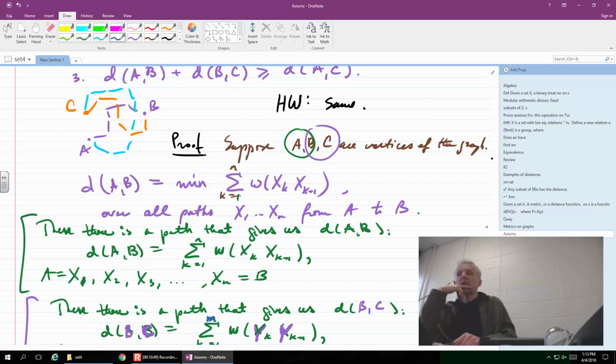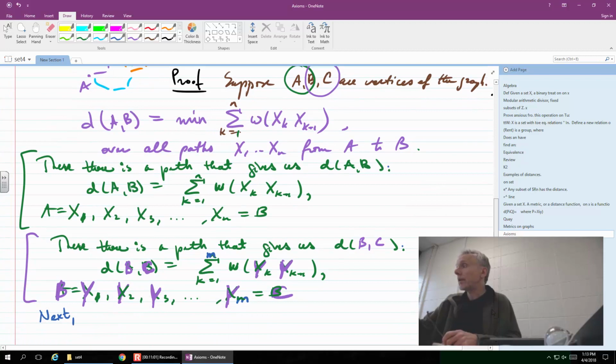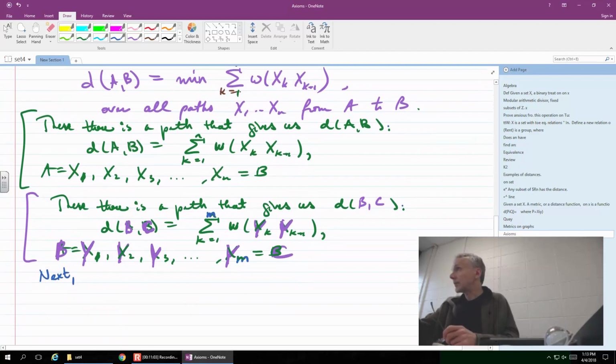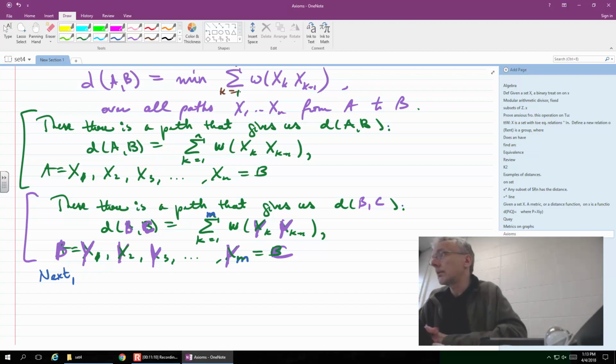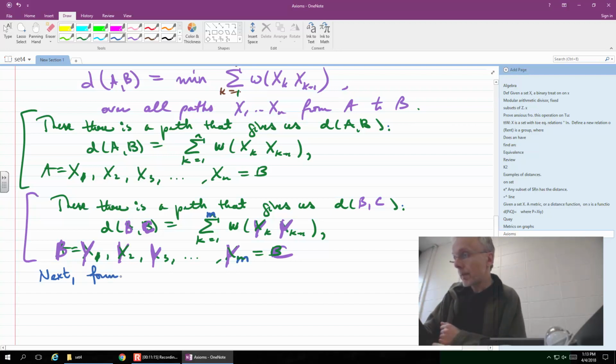I would suggest instead, combine these two. We already have a path from A to C. Yeah, combine these two together. It will give me a path, right? That's the minimum. And then, well, it might not be the minimum. We don't know that. But it is a path. So it will be at least as long or longer than the minimum. Okay, so form a path from A to C from these two.